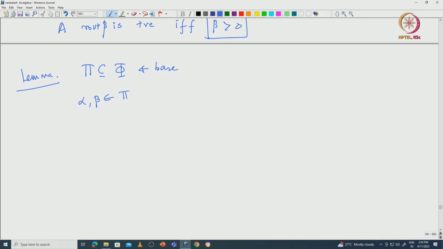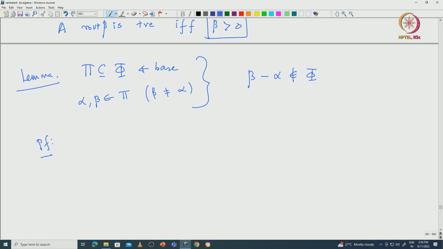So, they are elements inside the base such that beta is not equal to alpha. So, both are these elements. In this case we can claim that beta minus alpha is never a root. So, beta minus alpha is never a root, which means alpha minus beta is also never a root by symmetry. Okay. So, how does one prove this?